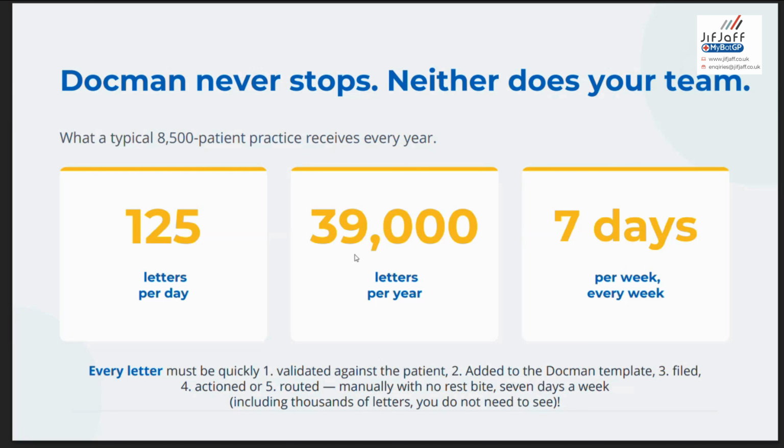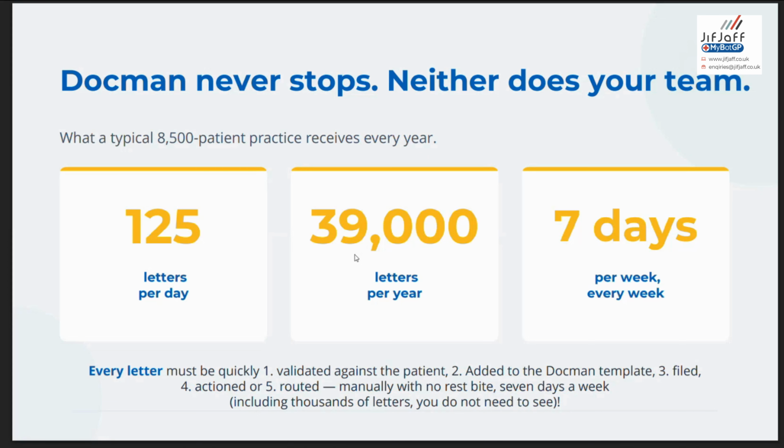Firstly, they need to validate that all of the patients exist, because a large percentage of them won't, or there might be errors, and they're doing that manually. Then they have to transcribe those letters into a Docman template, one by one. IntelliSense will hazard a guess again, but it doesn't commit. So they have to do that. Then they have to file. So they've got to transcribe it 39,000 times into a Docman template, then file 39,000 of them.